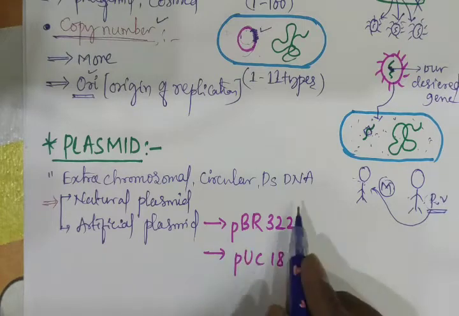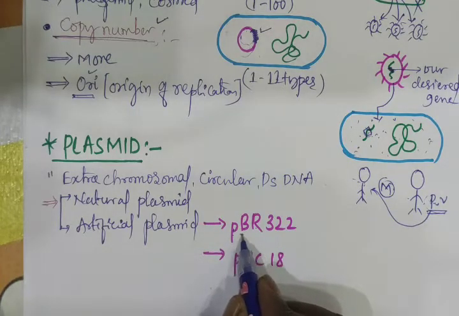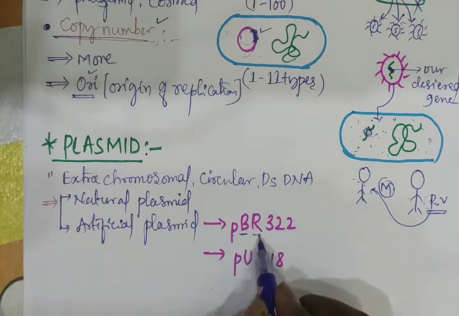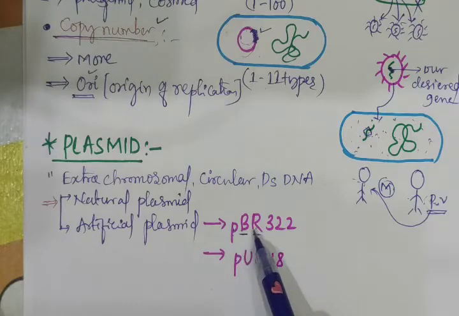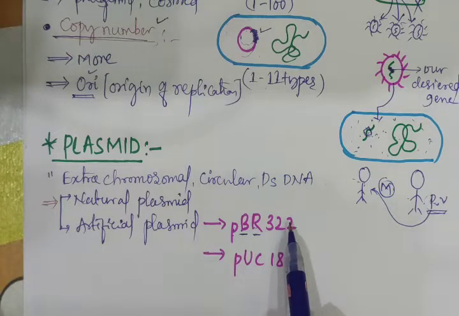So I'll tell you what actually this pBR is. In both cases, P means plasmid, and B means Bolivar, the scientist's name. R means Rodriguez. Bolivar and Rodriguez, both scientists together, produced one artificial plasmid, and that artificial plasmid was the 322nd plasmid in their laboratory. So the whole abbreviation is given as pBR322.